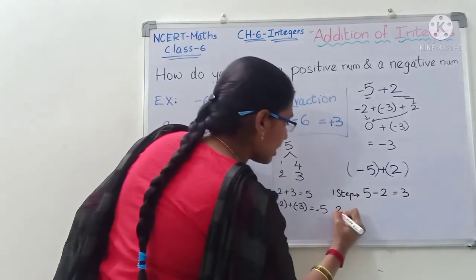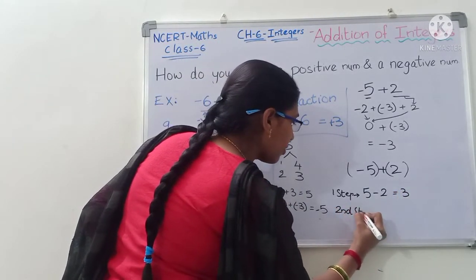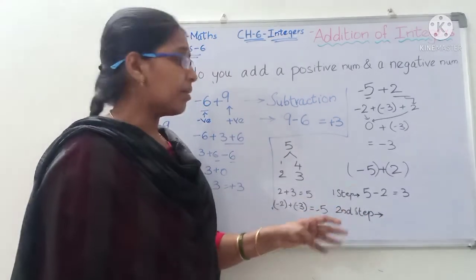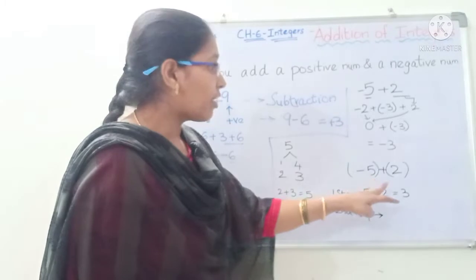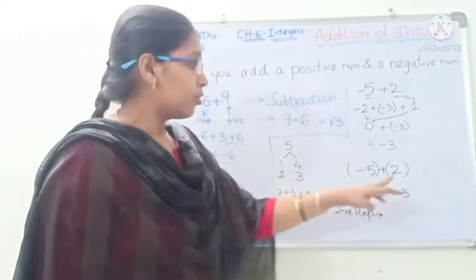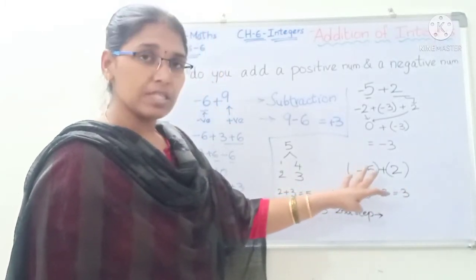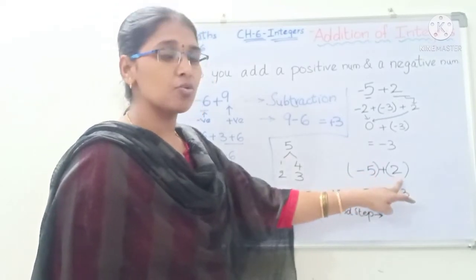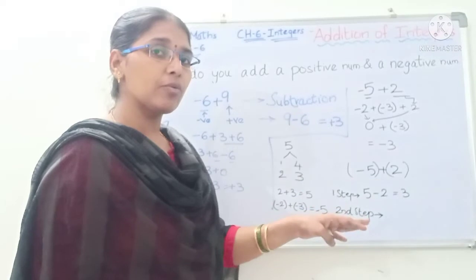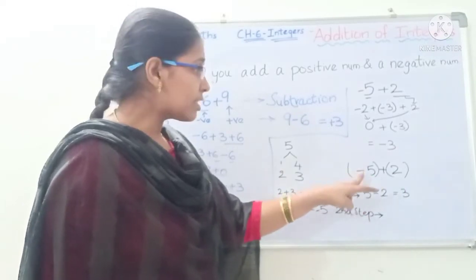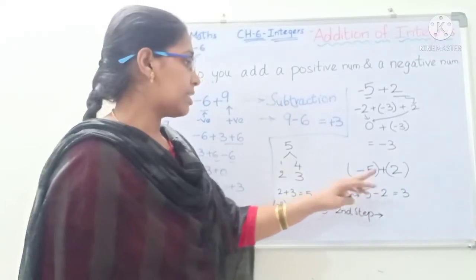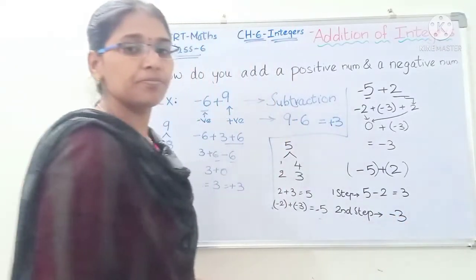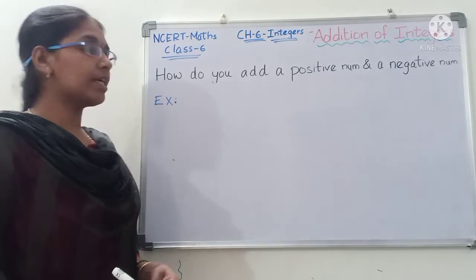Then in the second step, you should check the sign of the big number. Here one number is 5, another number is 2. Don't consider the signs. Without considering the signs, check the numbers. One is 5, one is 2. Which is big, 5 or 2? 5 is big. What is the sign of 5? Minus. So, the answer will be minus 3. Children, let's see another example.